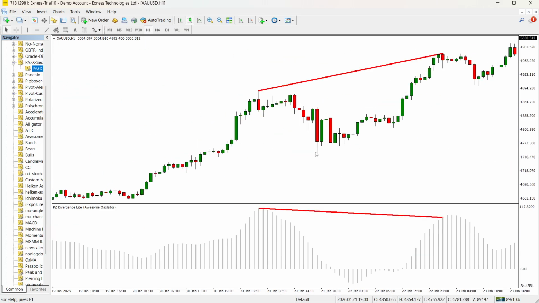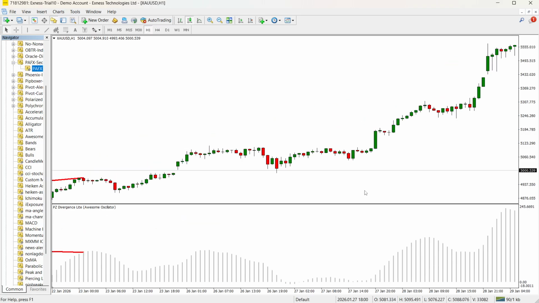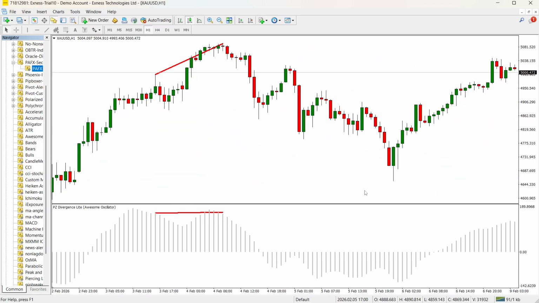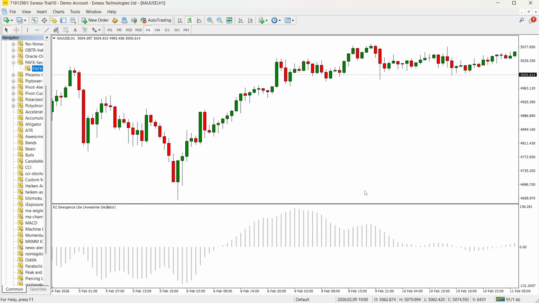On top of the histogram, the indicator draws bullish and bearish divergence trend lines between price swings and histogram peaks or troughs, visually connecting higher highs or lower lows in price with opposite direction moves in the oscillator.